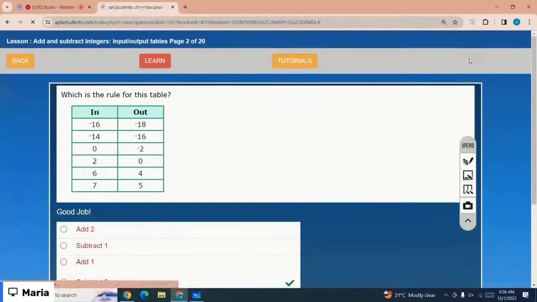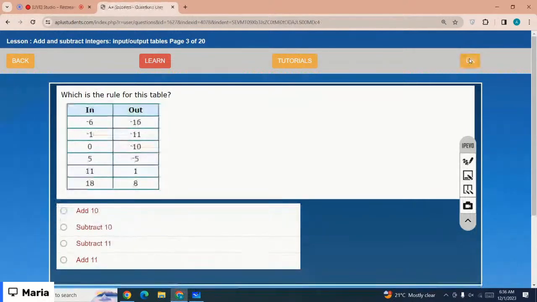Okay. Which is the rule for this table? Add 10, subtract 10, subtract 11, add 11. Which is the correct option?